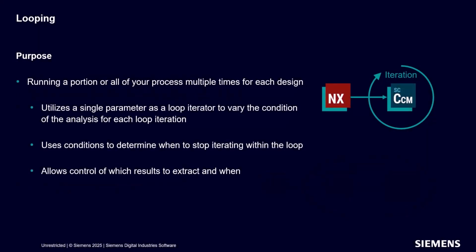Generally speaking, the purpose of using a loop is to run a portion or all of your process multiple times for each design evaluation. To achieve this, a single parameter is defined, which is a loop iterator, or the variant that is changing within a design. Conditions can be used to ascertain when the looping should stop for the given design.